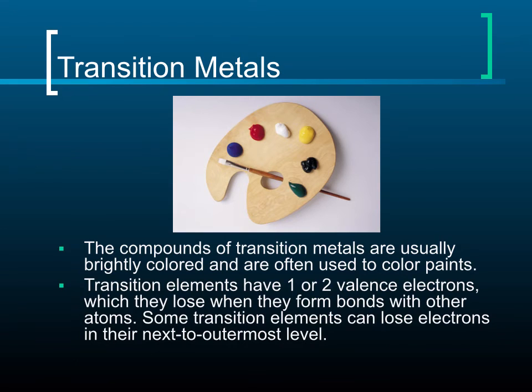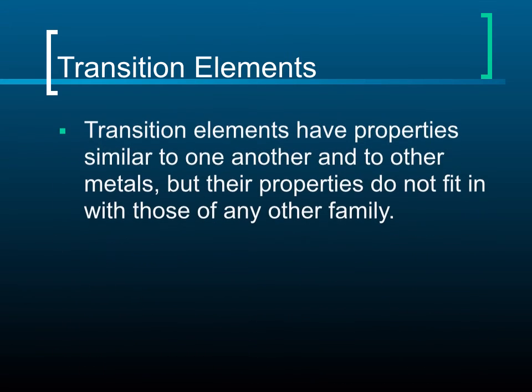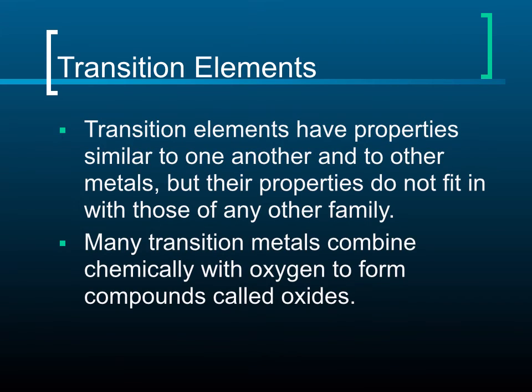Transition metals are normally really bright and can often be used in paints. They also have 1 or 2 valence electrons, but it varies. So you can have multiple forms of each of the transition metals. So they're similar to one another and to other metals, but they don't fit in with the rest of the families. And they often combine with oxygen to form something called oxides. So transition metals are a huge group, but they don't have the same properties as alkali metals, they don't have the same properties as alkaline earth metals, so we just call them the transition metals.